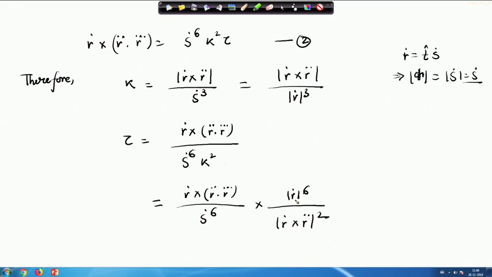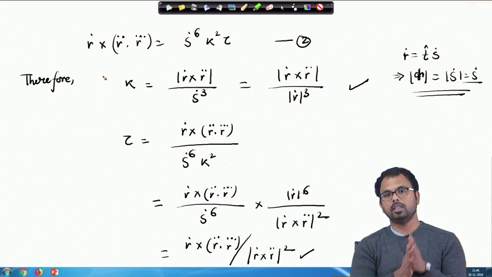So, s dot is basically mod of r dot, that's what we have here. So basically these two will get cancelled, and then we will obtain r dot cross with r double dot, dot product with r triple dot, divided by mod of r dot cross product with r double dot whole square. So, basically kappa is mod of r dot cross r double dot divided by mod r dot whole to the power 3, and tau is r dot cross r double dot dot product r triple dot divided by mod of r dot cross r double dot whole square. This is how we obtain the curvature and the torsion of the given curve.